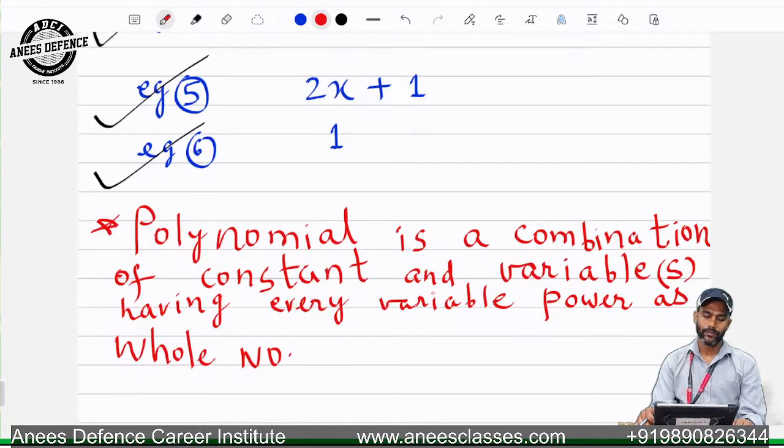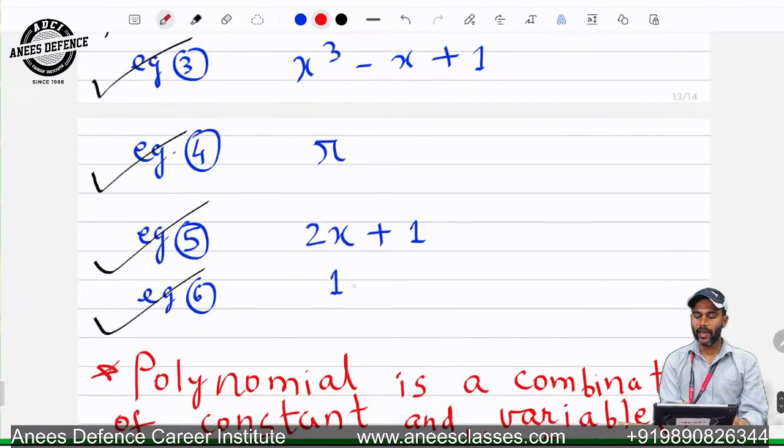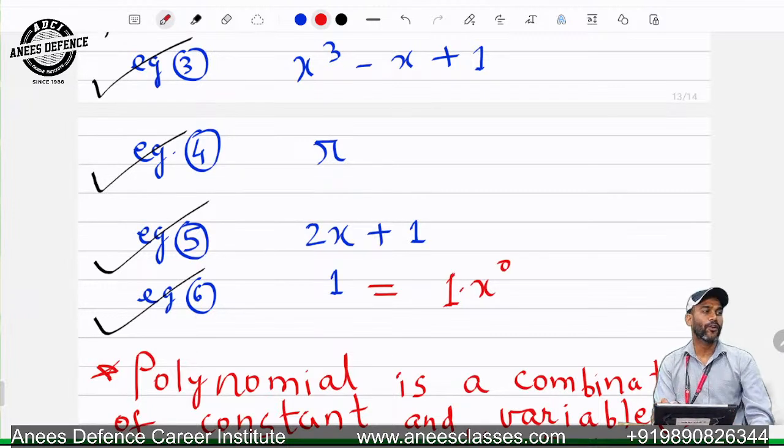Understood? Yes, sir. The power should be a whole number. Now see, 1 can be written as 1 into x to the power 0. So this is nothing but a constant polynomial, of degree 0. What is the degree of the polynomial? The highest power, and the power should be a whole number.